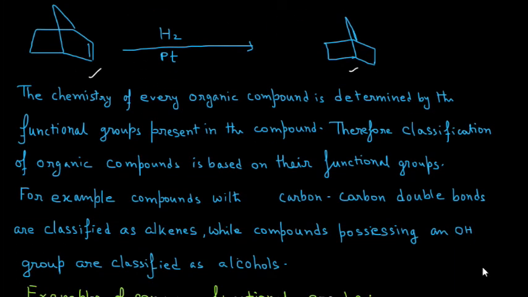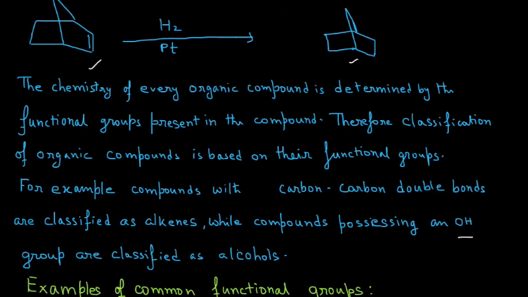The chemistry of every organic compound is determined by the functional group present in the compound. Therefore, classification of organic compounds is based on the functional group. For example, compounds with a carbon-carbon double bond are classified as alkenes, while compounds possessing an OH group are classified as alcohols.